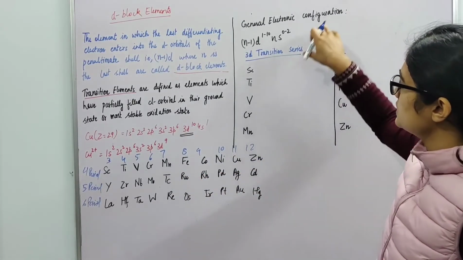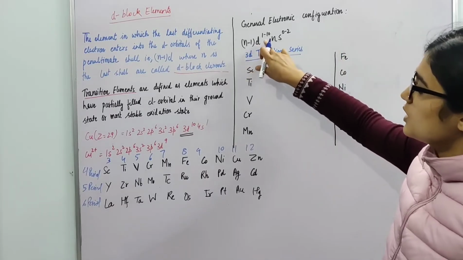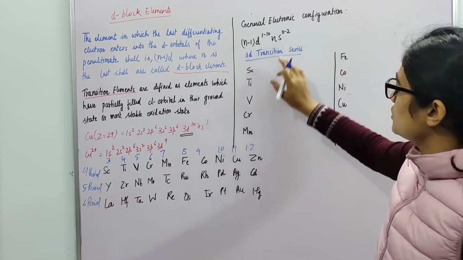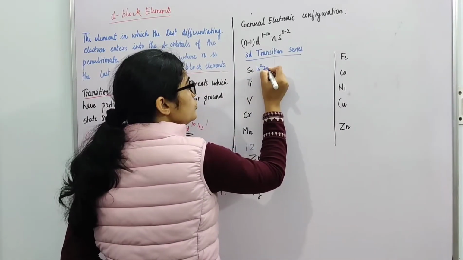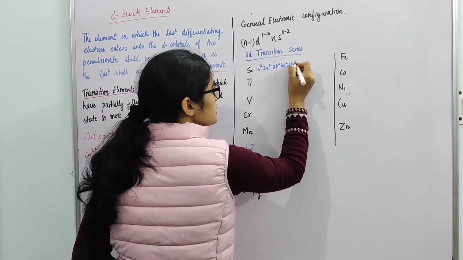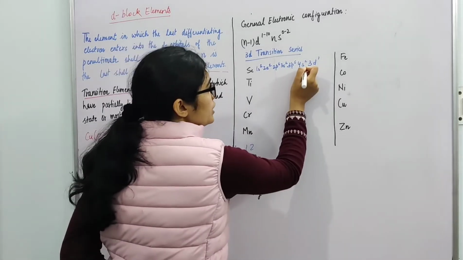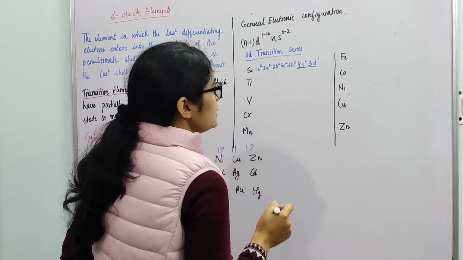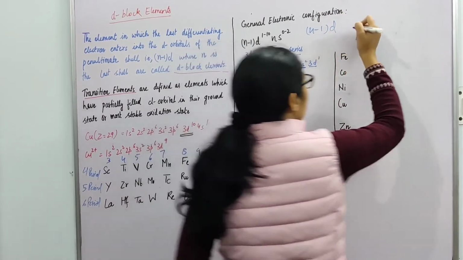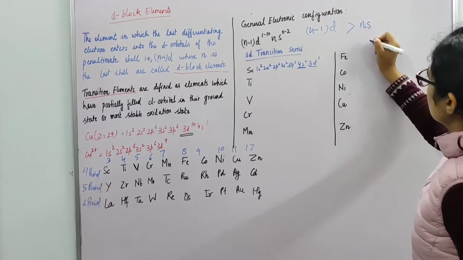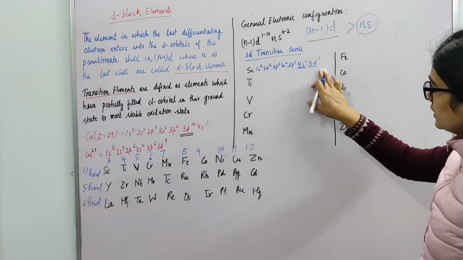The very first thing that we will be seeing is electronic configuration. The general electronic configuration of the d block elements is (n-1)d 1 to 10 and ns 0 to 2. So the electronic configuration of scandium is 1s2, 2s2, 2p6, 3s2, 3p6, 4s2, 3d1. Now why have I written 4s first and then 3d1? That is because the (n-1)d shell has higher energy as compared to ns. So that's why ns is filled first and (n-1)d is filled later. So the electronic configuration is this.